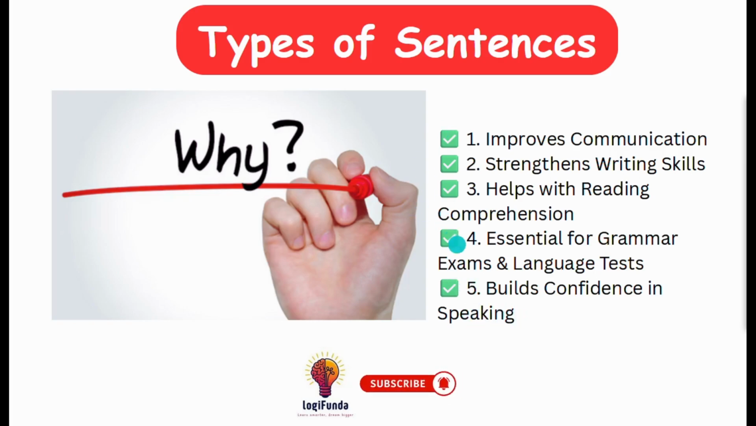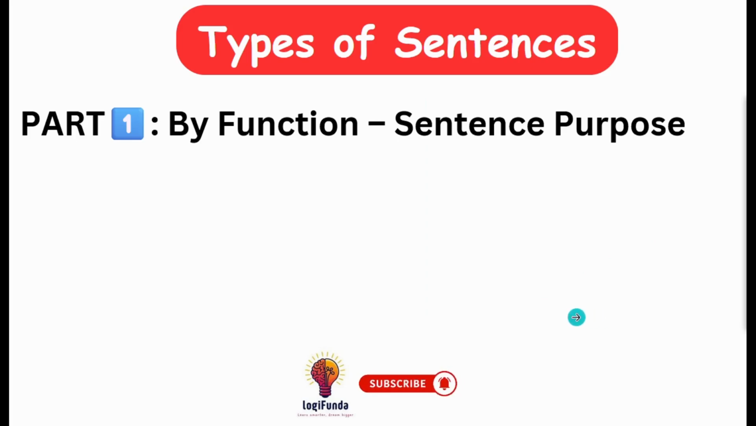These are the points I mentioned on why one should understand the types of sentences, right? So let's jump into the different types of sentences that we have. Part one: the first type is sentences by function, and the second type is sentences by structure. So we'll be understanding these types of sentences.